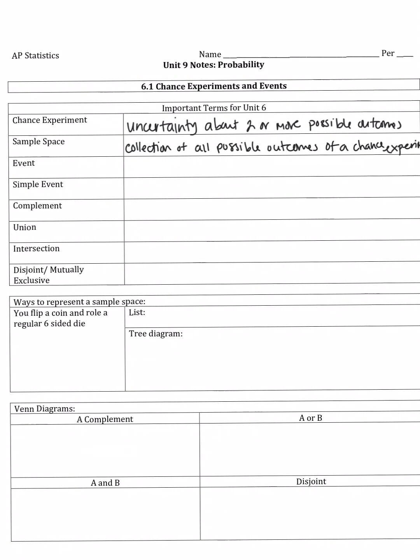An event is any collection of outcomes from the sample space. A simple event is one that has only one outcome. Let's say that we have events A and B.